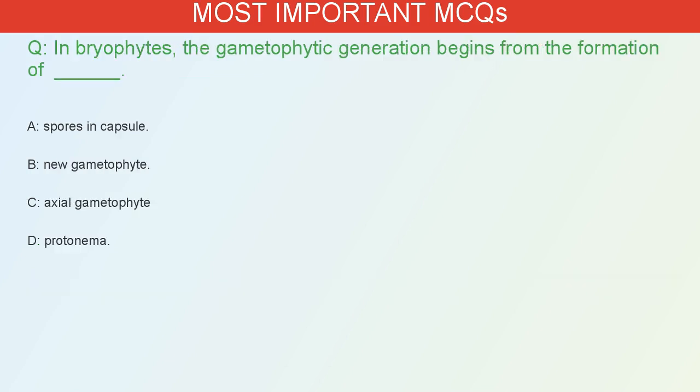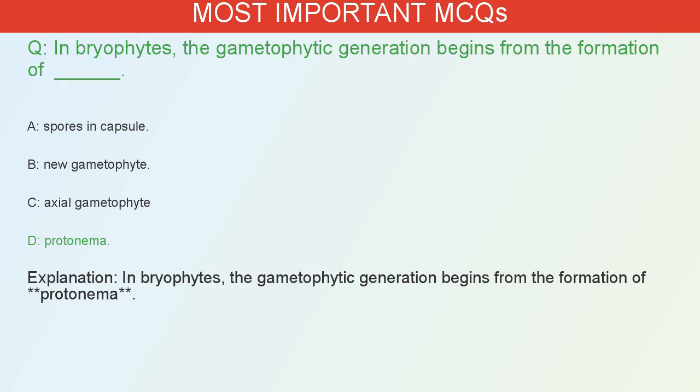In bryophytes, the gametophytic generation begins from the formation of ________________. A. Spores in capsule. B. New gametophyte. C. Axial gametophyte. D. Protonema. The correct answer is D. In bryophytes, the gametophytic generation begins from the formation of protonema.